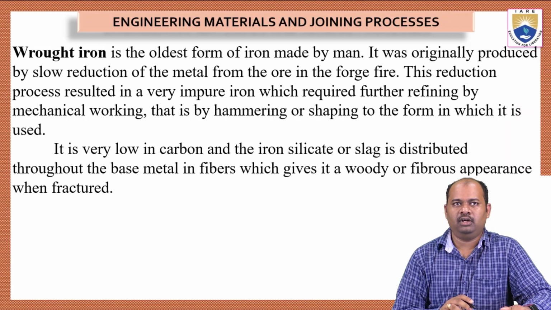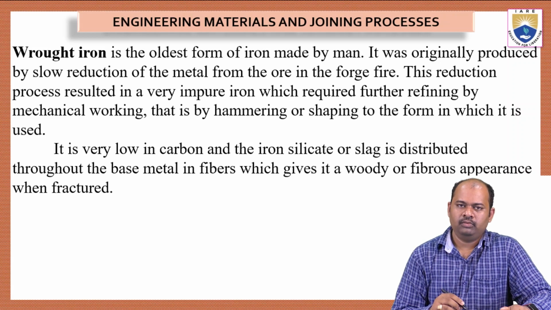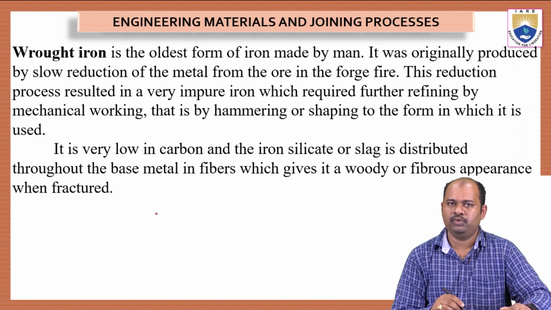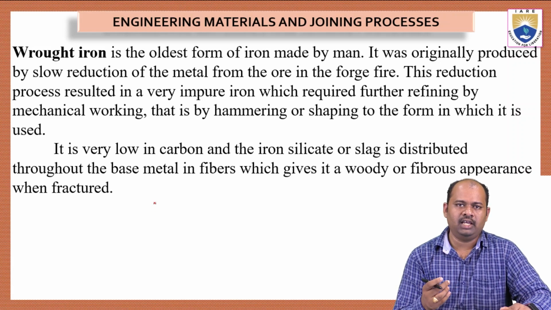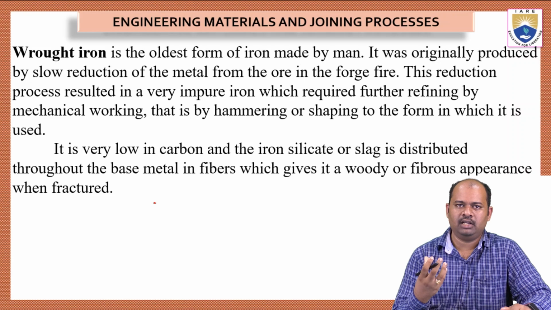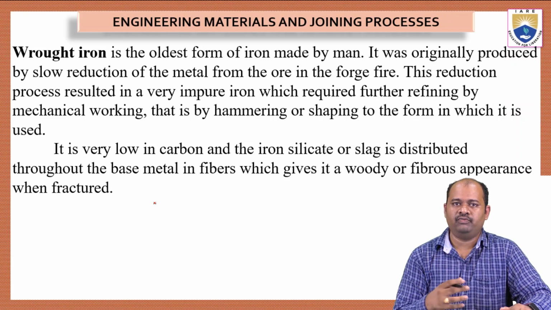And the second type of iron is wrought iron. Wrought iron is the oldest form of iron made by man. Our ancestors found iron ore in the Earth's crust and found it very useful for the preparation of tools like knives, swords, and spears, which can be used for hunting. So that is why these metals were dug out of the earth. They didn't know how to purify them because they were primitive and didn't have the knowledge of science, yet they prepared tools out of iron.